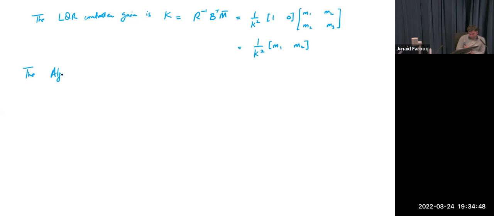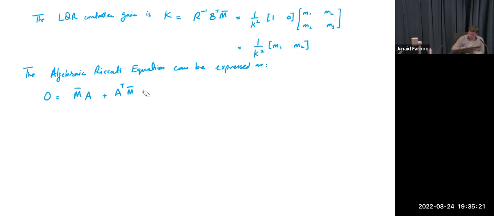Now the algebraic Riccati equation can be expressed as 0 is M bar A plus A transpose M bar minus M bar B R inverse B transpose M bar plus Q. Actually, we have to look at the generalized form.